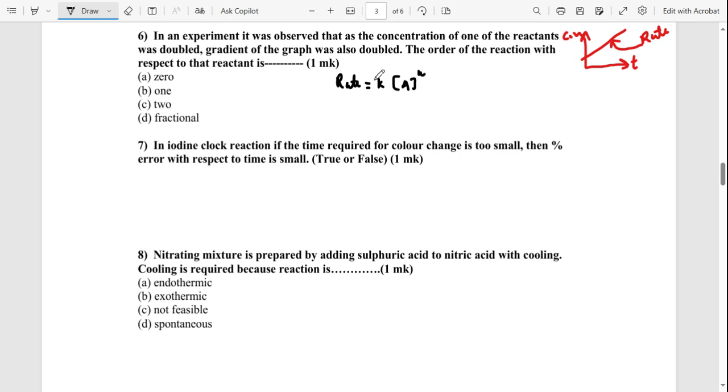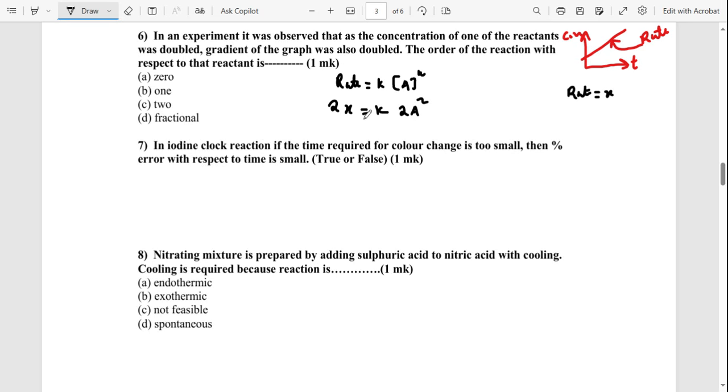Here we've been told that if we double the concentration, let's say the rate is x, it will become 2x, which is equal to k. Remember the concentration also doubled, so that is going to be 2 times the concentration, raised to the power n. It is the concentration that we are raising to the power n.